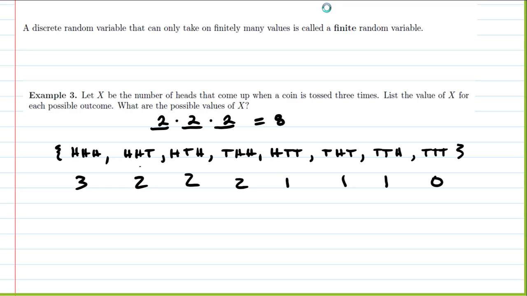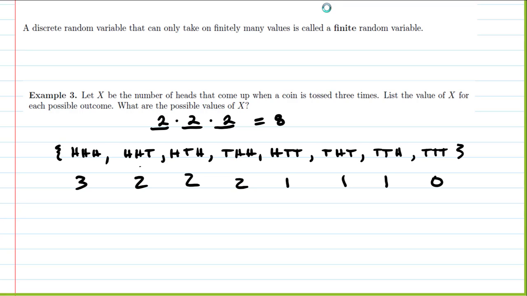the same value. And that's okay, right? Because head, head, tails gives me 2, but so does head, tails, heads, and so does tail, heads, heads. Because even though they are different events, they have the same number of heads, right? Because that's all we're counting.